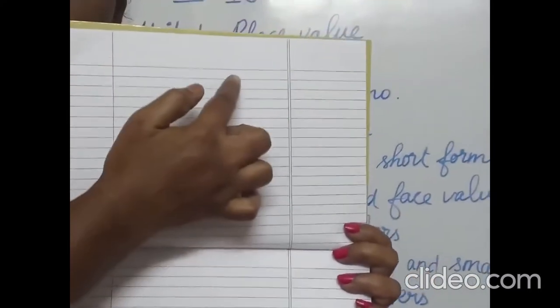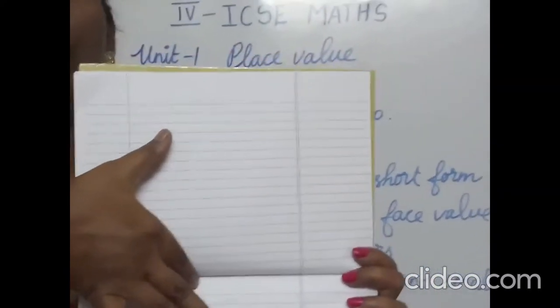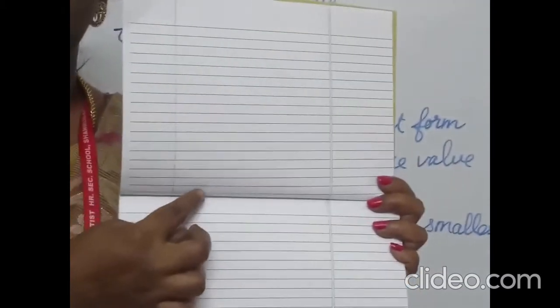Then turn the page. Start writing the first unit. Unit 1 place value. Then the content. I will show the content in the video now. You have to copy the content. Then we will start the exercises.